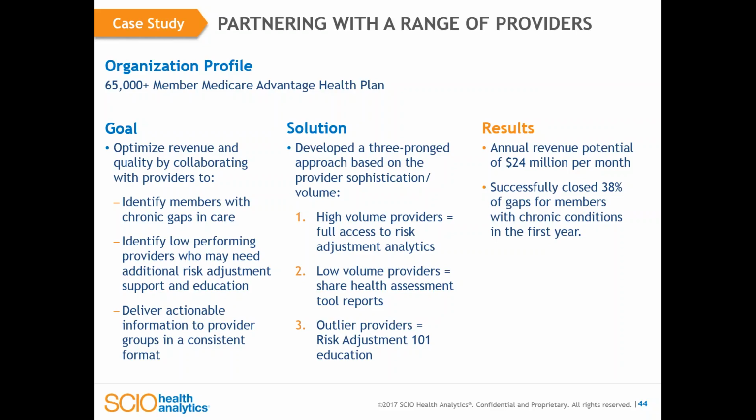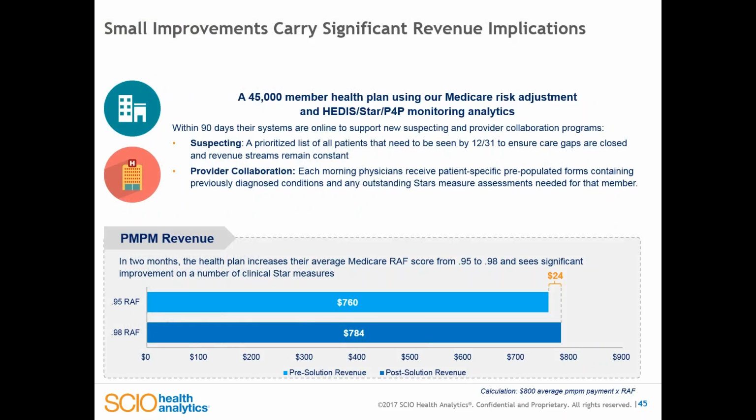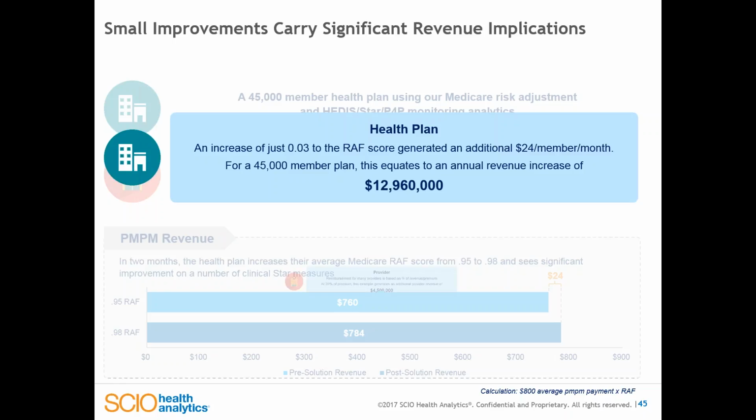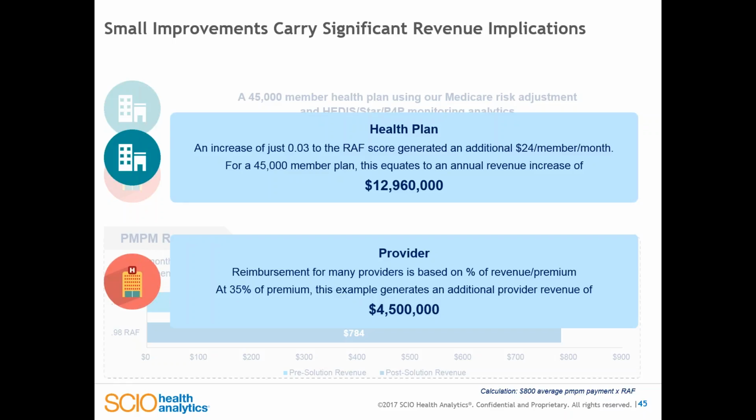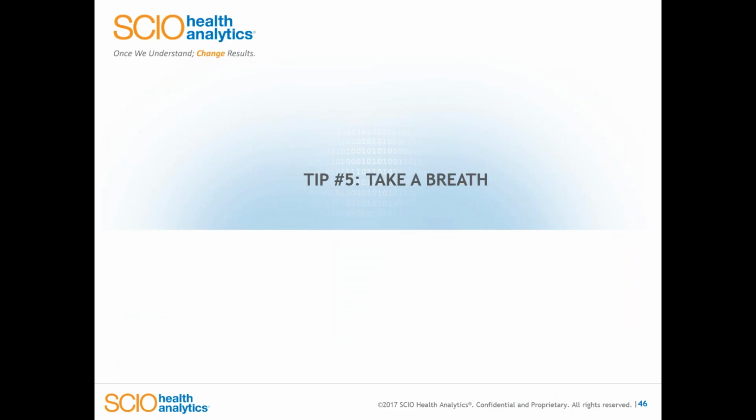So having this kind of information is critical. We all depend on each other. We need to start collaborating and understanding that each entity's success is a success for the industry. And I'm probably preaching to the choir if you're on this call. It doesn't have to be a big change to carry significant revenue implications. Using our application, within 90 days, this particular health plan was able to change their risk score by 0.03, from 0.95 to 0.98, which is $24 PMPM. The consequence of that was $12.9 million more to the health plan, and at a 35% rate, $4.5 million more to the provider. Now, it didn't take long. If you know where to look, you can find the rock and overturn it, and you'll see what you get from underneath it. So with that, let's all take a breath and go ahead, Sean.